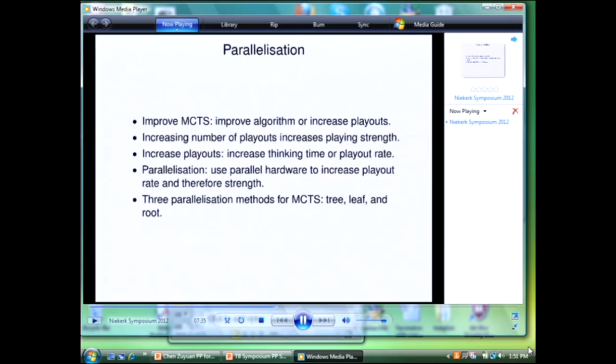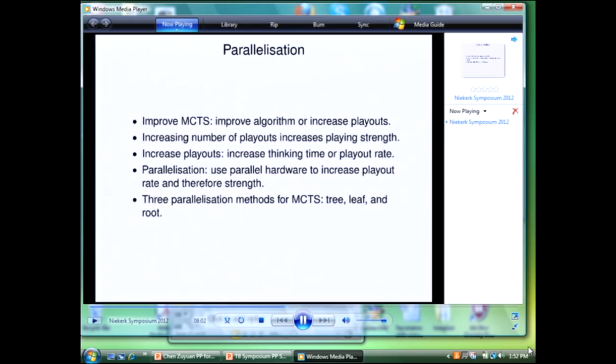There are two ways to improve an MCTS engine. Either the algorithm itself must be improved, for example by using advanced heuristics, or by increasing the number of playouts done when searching for a move. An increase in playouts has shown to result in an increase in overall playing strength. This increase can be achieved in two ways: by increasing the thinking time per move, or by increasing the rate of playouts.